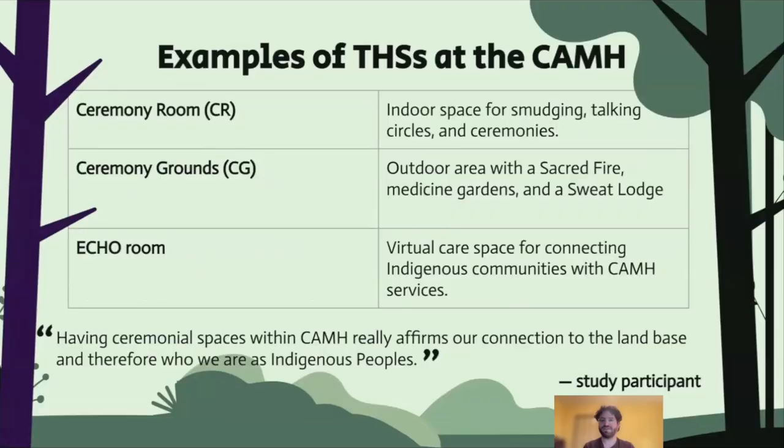So the spaces included the ceremony room. The ceremony room is an indoor space that could be used for smudging, talking circles, and other ceremonies. The second space, the ceremony grounds, is an outside area where they had sacred fires, medicine gardens, and sweat lodges. The third space is the Echo Room. This is a virtual care space used for connecting Indigenous communities with the hospital services. It's also used as an educational space in which the elders can share their knowledge.